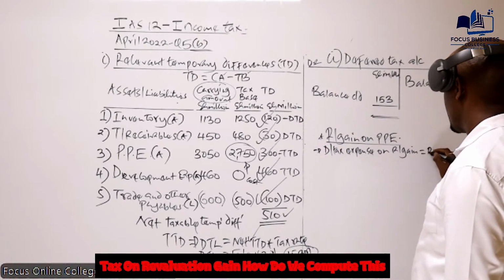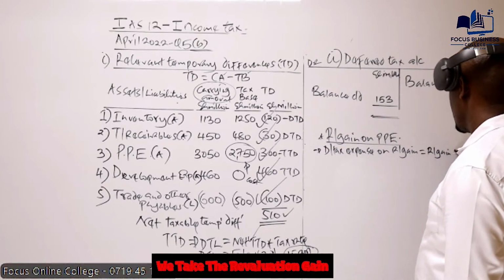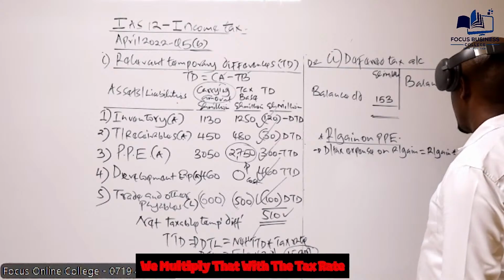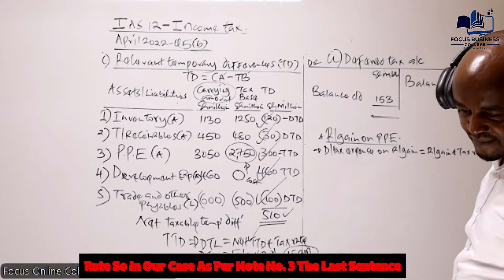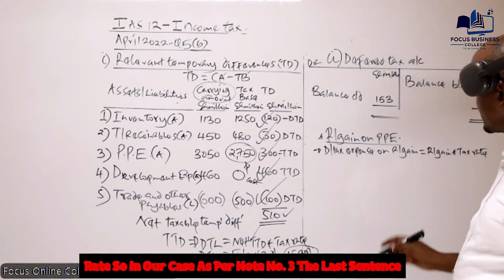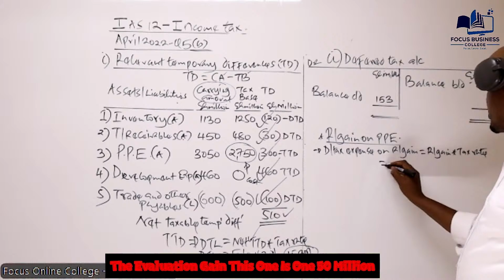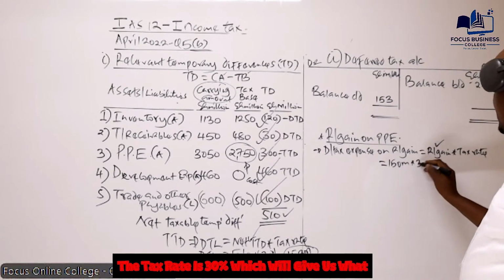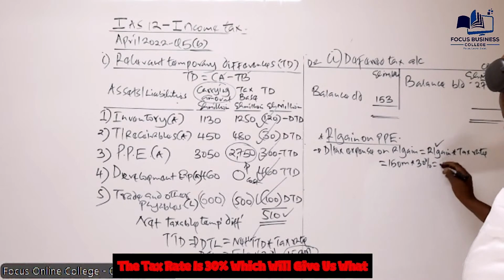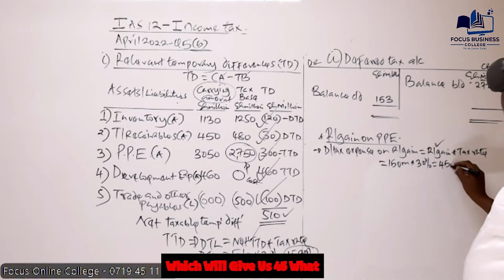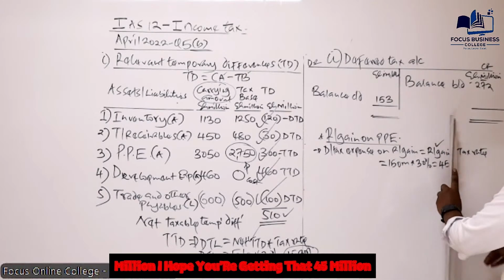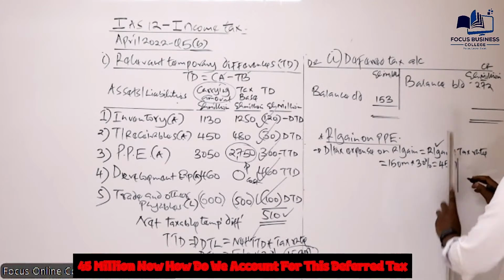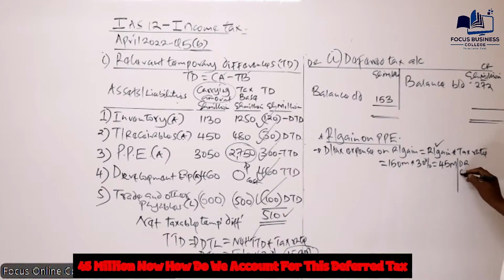How do we compute this? We take the revaluation gain and multiply it by the tax rate. So in our case, as per note number 3, the last sentence, the revaluation gain is 150 million. The tax rate is 30%, which will give us 45 million. I hope you're getting that. 45 million.